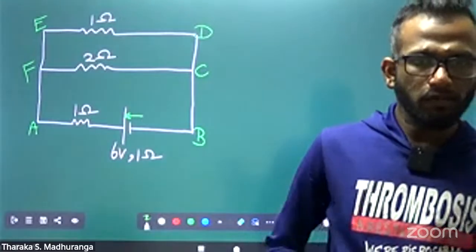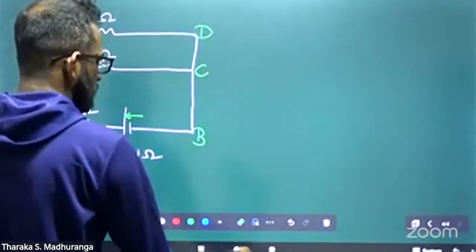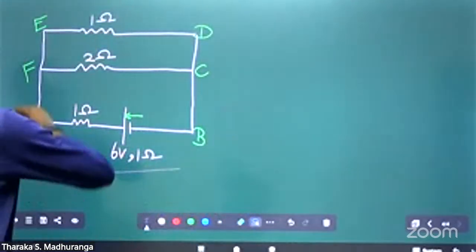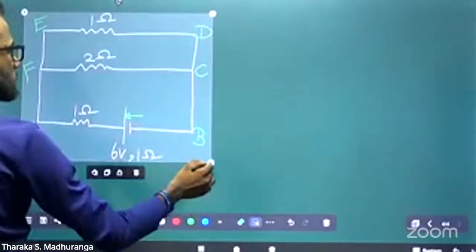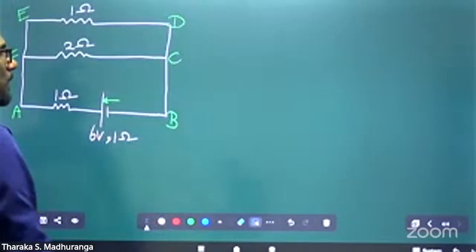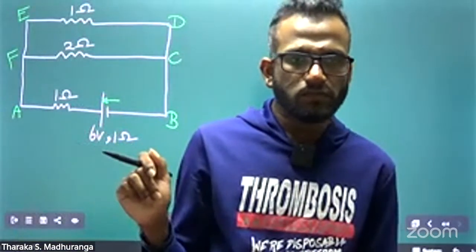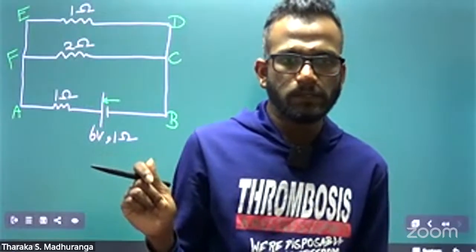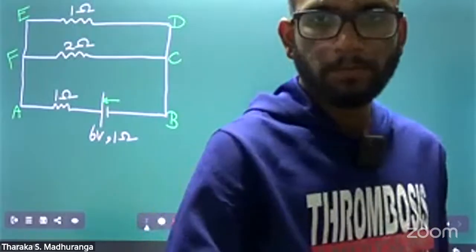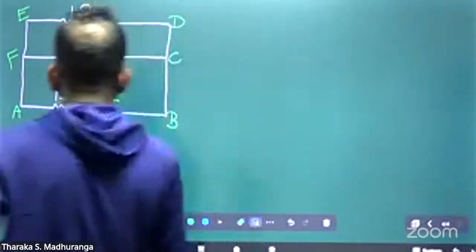A, B, C, D, E, F. After that, okay, I completed up to now. Harida? Up to now, okay? Okay, now what is your next step?